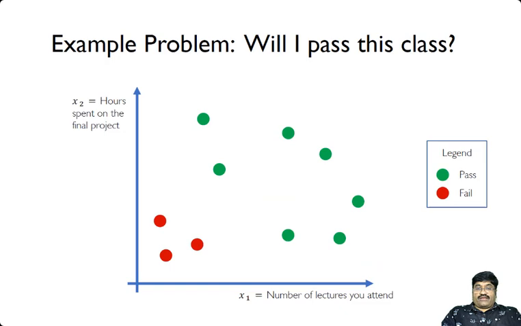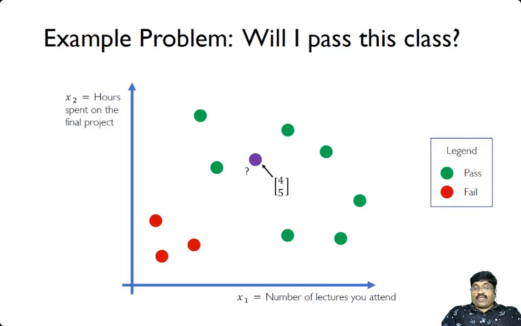Let's take all of the data from the previous years and plot it on this feature space like we looked at before. Green points are students that have passed the class in the past, and red points are people that have failed. We can plot all of this data onto this two-dimensional grid, and we can also plot you. So here you are. You have attended 4 lectures and you have only spent 5 hours on your final project. And the question is, are you going to pass the class given everyone around you and how they have done in the past? How are you going to do?